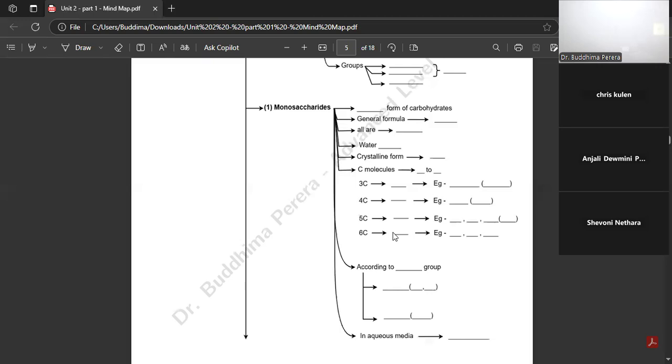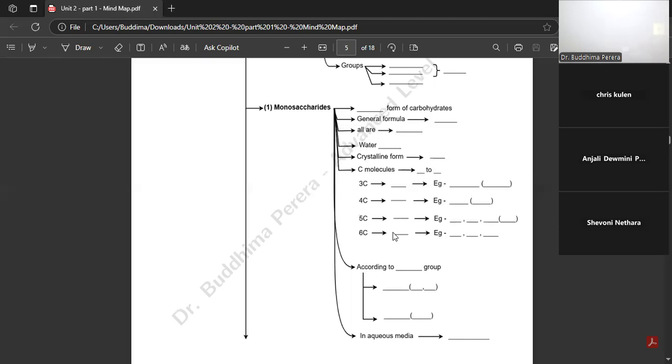When there are 3 carbon atoms, we call it triose. Example is glyceraldehyde. Phosphoglyceraldehyde is a derivative of glyceraldehyde. When there are 4 carbon atoms, we call it tetrose. Example is erythrose, which is rare in nature. When there are 5 carbon atoms, we call it pentose. Example, ribose, deoxyribose, and ribulose. RuBP is a derivative of ribulose.